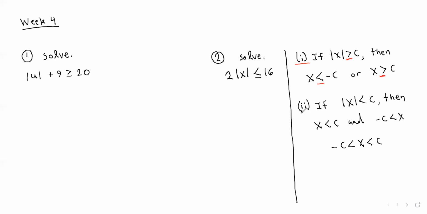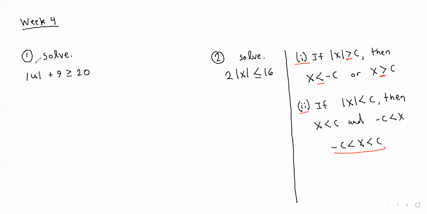Now rule 2, if x absolute value is less than c, then x is less than c, and x is greater than minus c. And for short, you can write this like here, like I've written below. This means x is greater than minus c, less than c. So we're going to use these when we solve the problems.